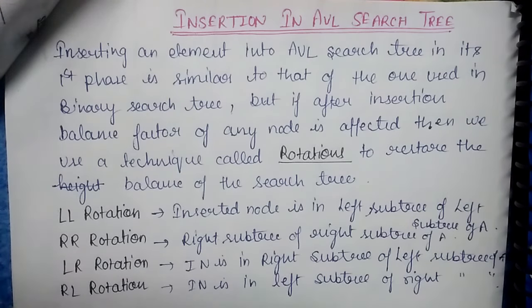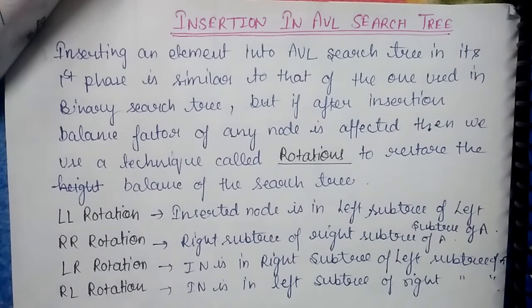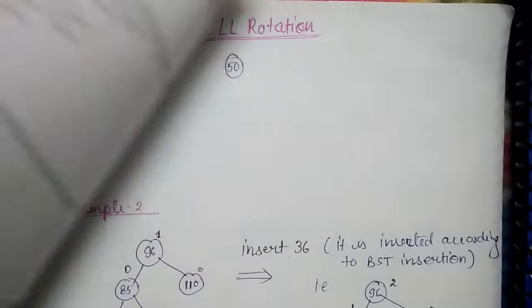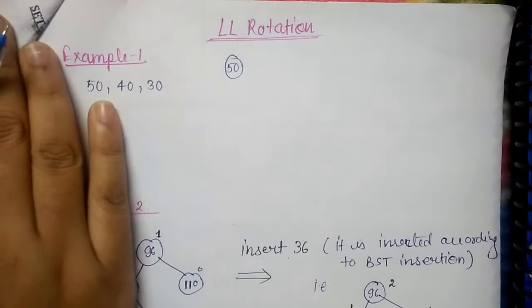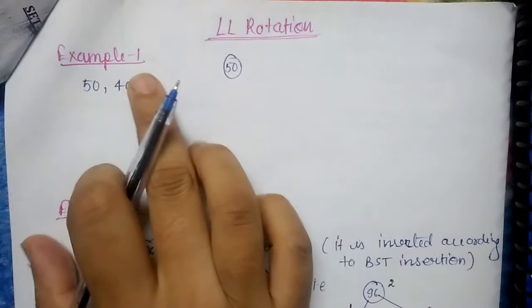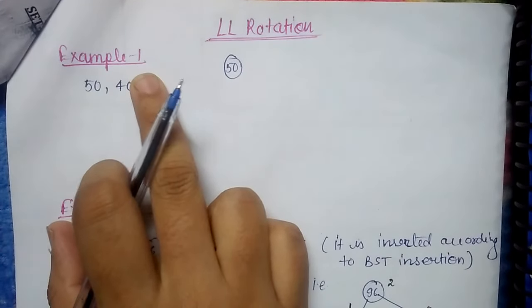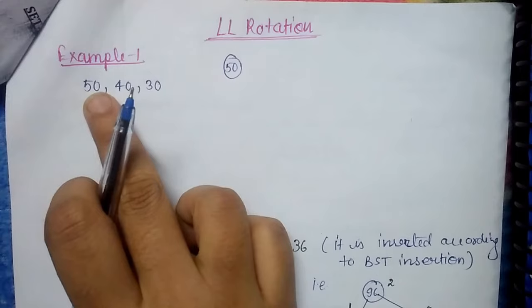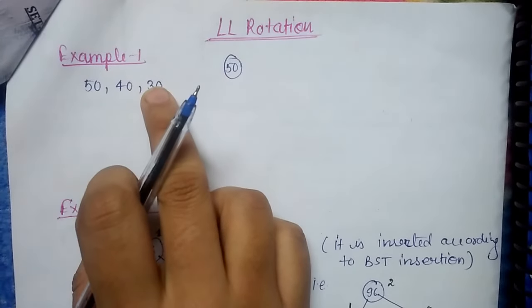Don't panic, you will understand these rotations one by one when I cover the example. So let's begin with the LL rotation. In the LL rotation, suppose I am taking one example. We have the values 50, 40 and 30.